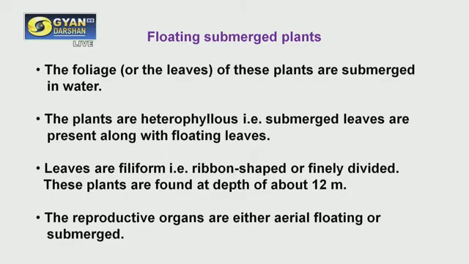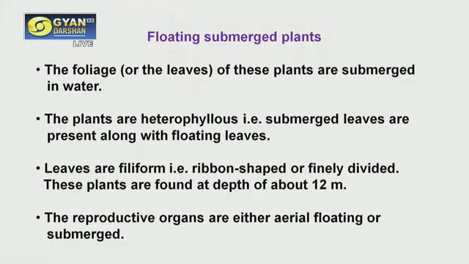Now these two type of leaves will look different. Why? Because the leaves which are floating do not have to face direct water current. So in most of the cases they are entire leaves. But the leaves which are facing the water current, which are submerged, because of the water current, they are dissected. And therefore, this phenomenon is known as heterophyly. Heterophyly means where you have two different forms of leaves. The leaves which are floating are entire, whereas the leaves which are submerged, because of the water current, appear to be dissected.